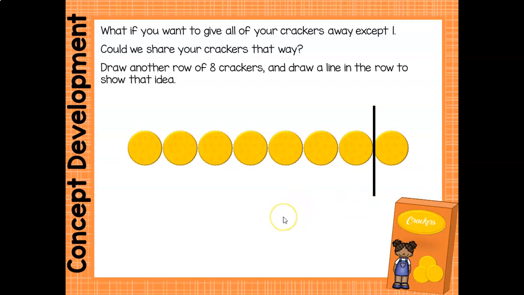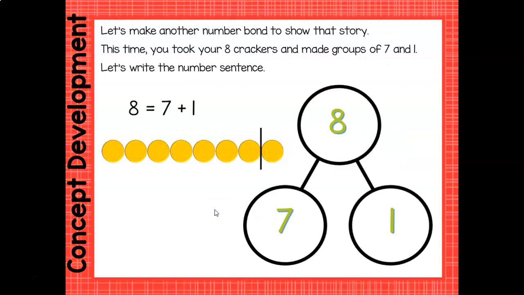Okay, I'm going to show what your number bond should look like in 3, 2, and 1. Okay, here's what your number bond should look like, and I'll explain why quickly. So, what number is this? It's an 8, very good.